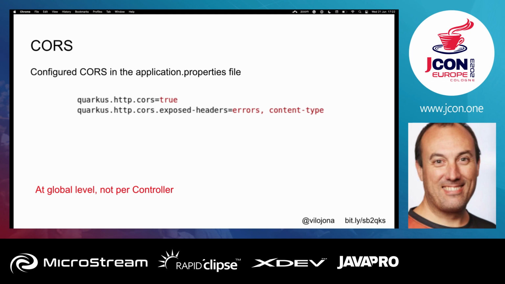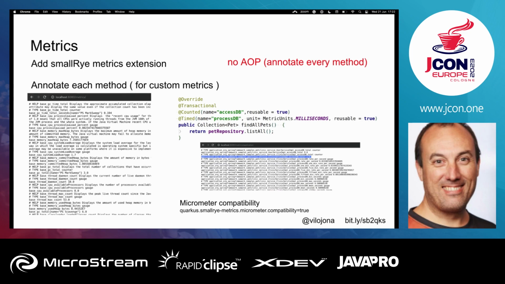With cross origin it is very easy. Just adding two properties to the properties file, and that's it. The only thing is that in Spring, we can configure this per controller, but in Quarkus, I didn't find a way to do it, and it is globally enabled, globally configured.